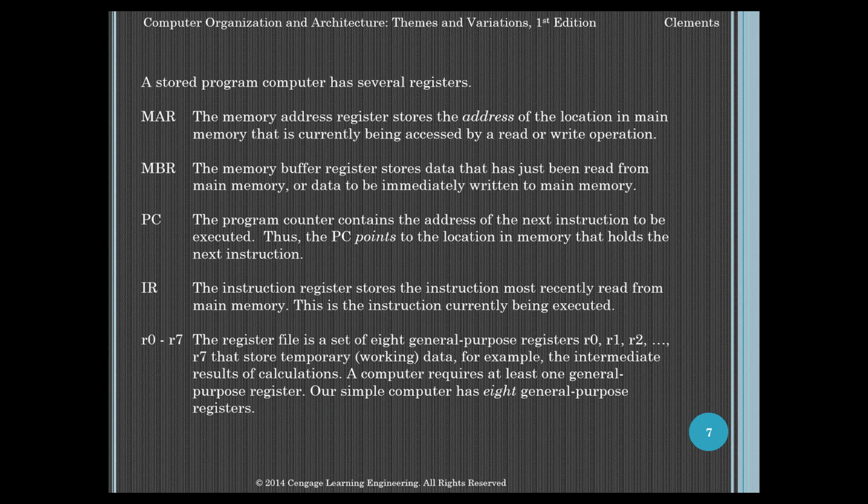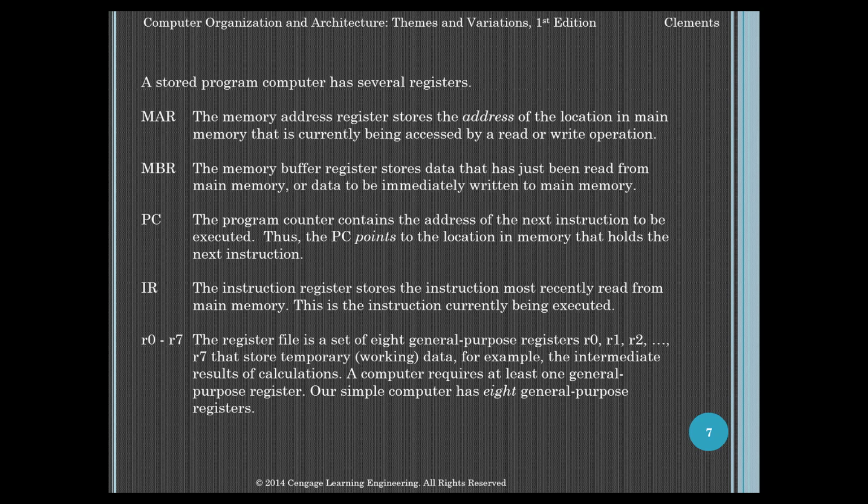So let's look at some additional types of registers and talk about some of the specifics of what these do. We've already talked about a couple of these, but the MAR, M-A-R, is our memory address register. It stores the address of the location in main memory that's currently being accessed by a read or write operation. This helps the CPU understand where it is getting the information from that it's using right now for this read or write operation.